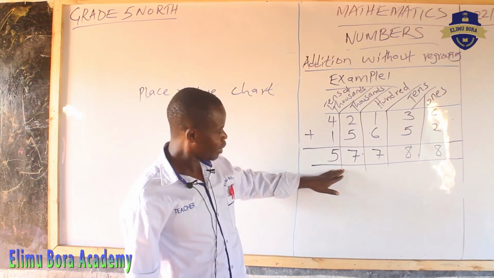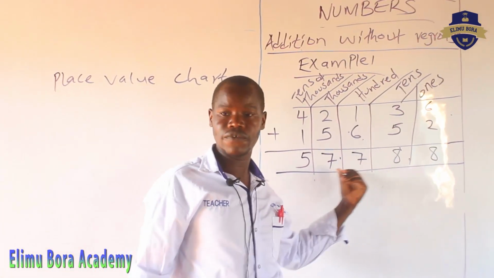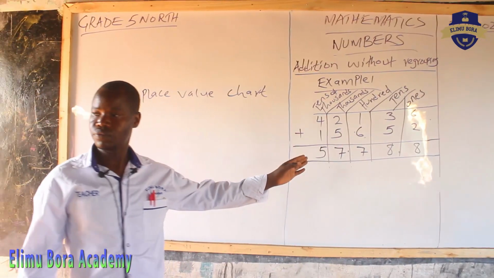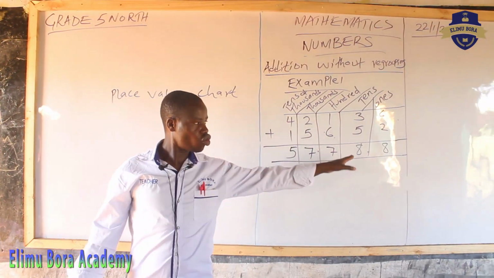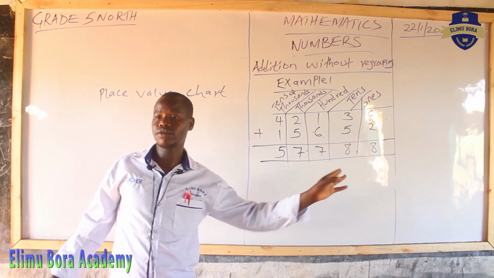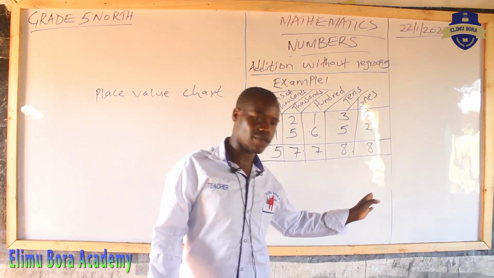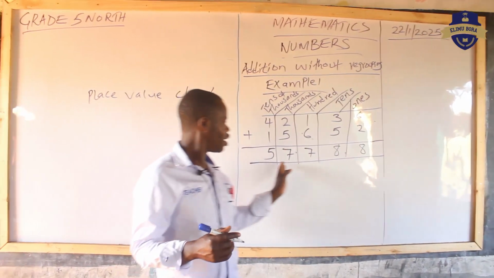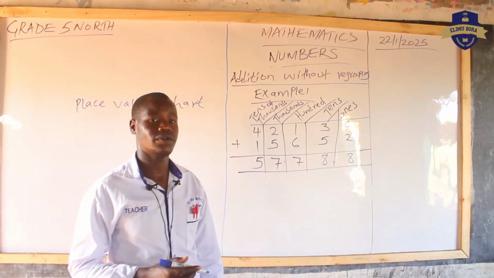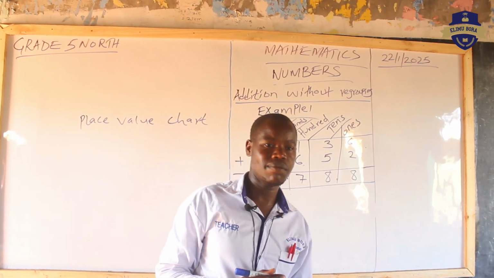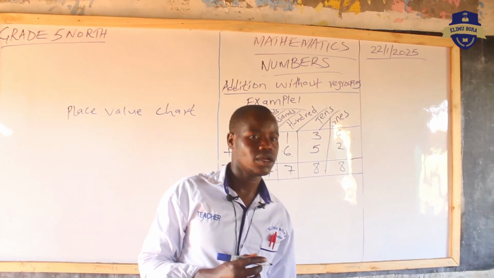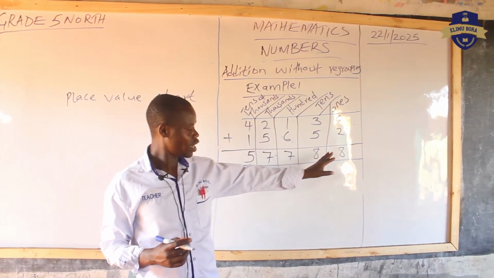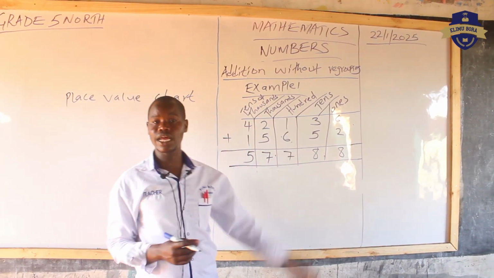So our answer that we have here, who can read for us our final answer here? Who is going to read for us the final answer here? You stand up and read for us this figure here. Yes? 57,788. 57,788.